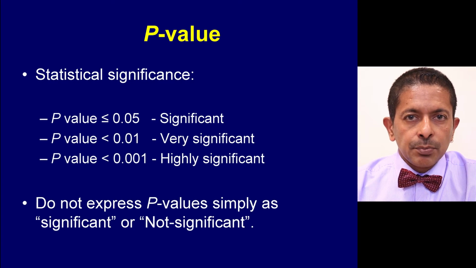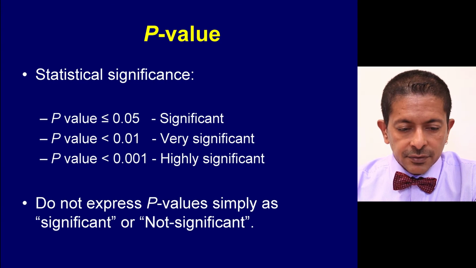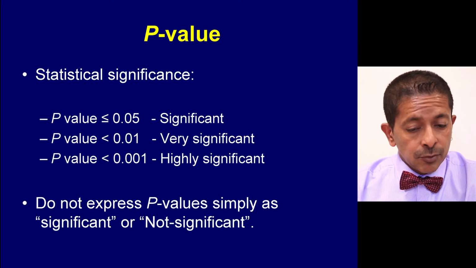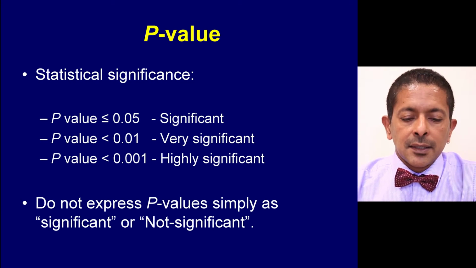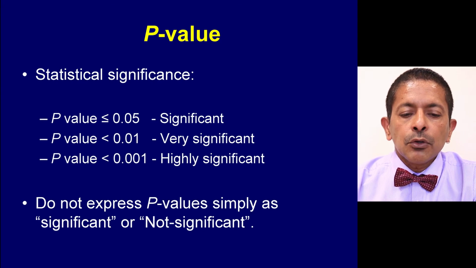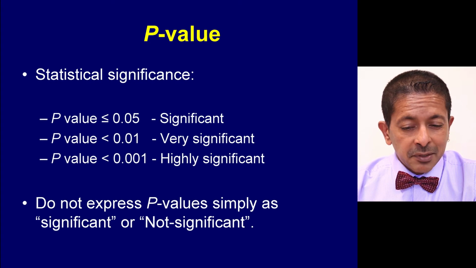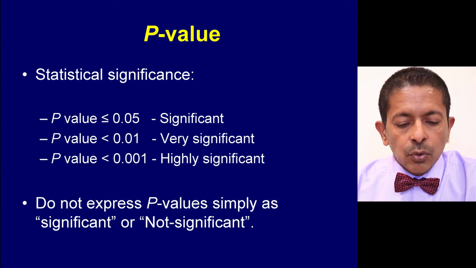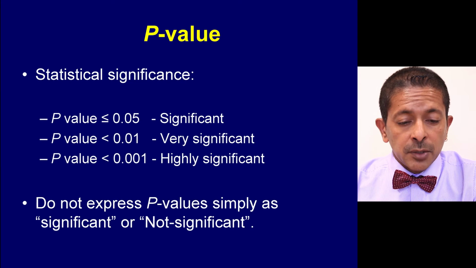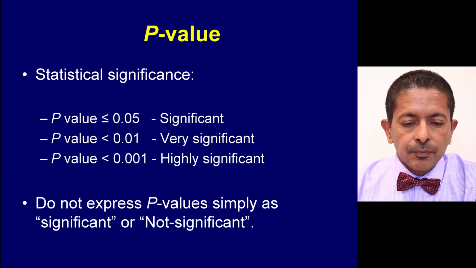If it's less than 0.01, it's very significant. And if it's less than 0.001, it's highly significant. This is how you should express your p-values. You should not express p-values simply as significant or non-significant. You should actually put in the numeric value.